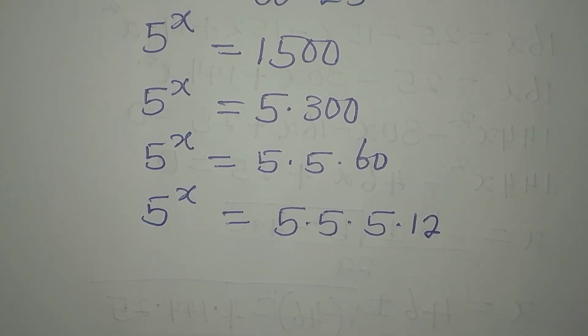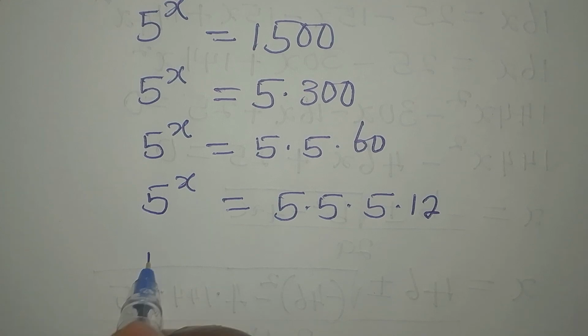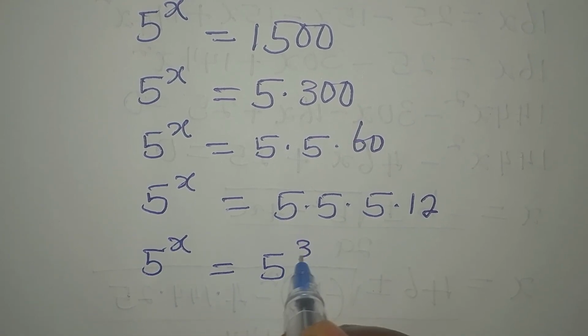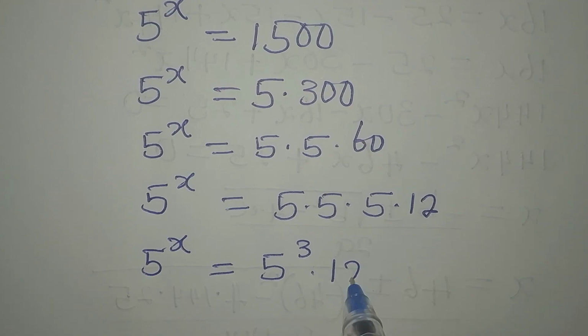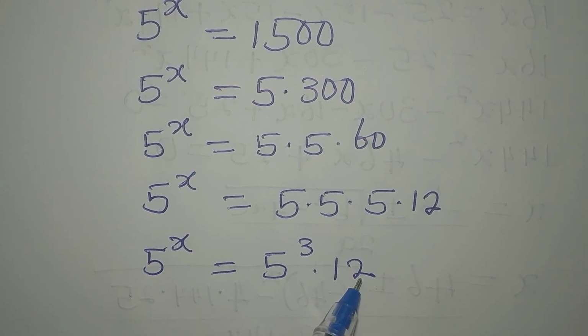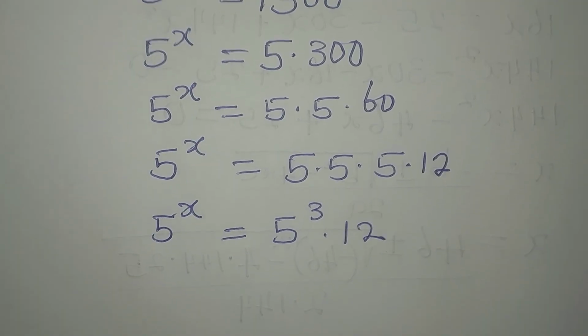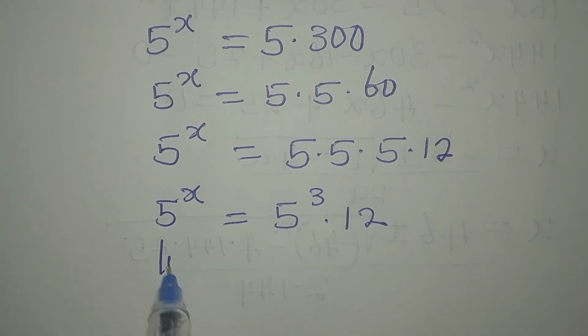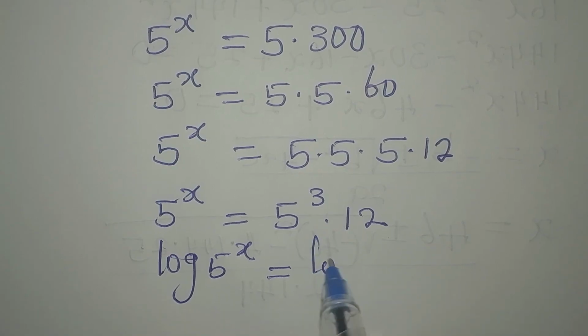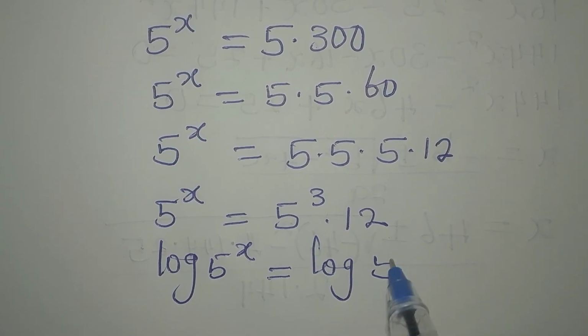And then if I proceed, I will have 5 to the power x equals 5 to the power of 3 multiplied by 12. So this cannot be in this form because of that 12 now, right? So let's take the log. We'll have log 5 to the power of x to be equal to the log of 5 to the power of 3 multiplied by 12.